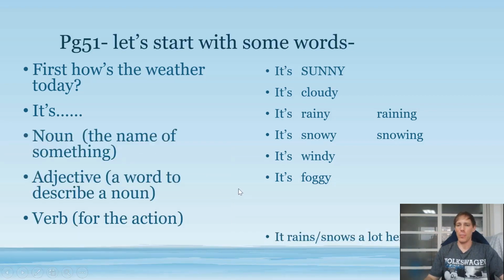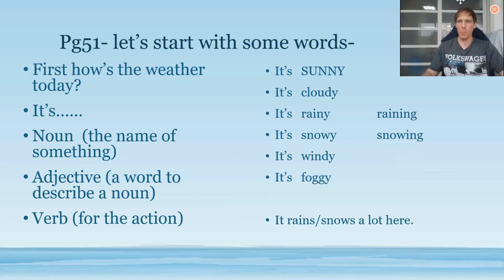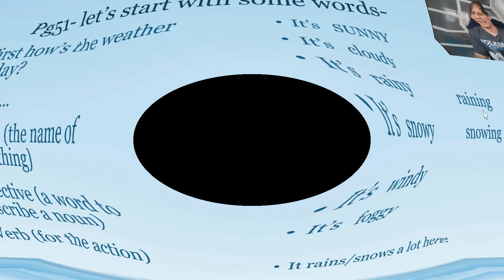And finally, you can see here, we can say it rains or it snows a lot here. So we can say it in many different ways: using just a noun, like it's sunny; the adjective, it's rainy; and sometimes with the verb, so it's snowing, it's raining, like that.